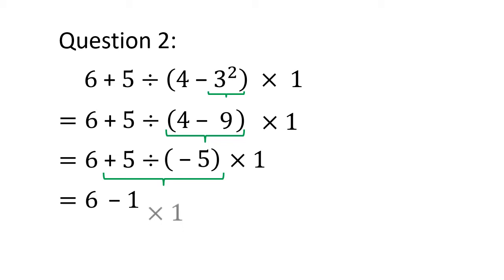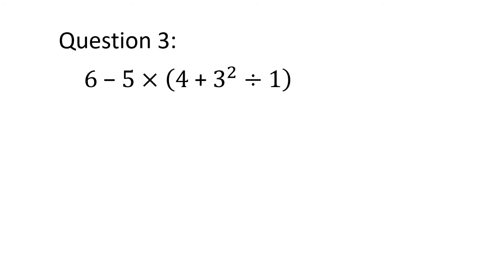Times 1 is here. We now calculate negative 1 times 1. 6 stays the same. And negative 1 times 1 is equal to negative 1. We now have 6 minus 1. So the final answer is 5.